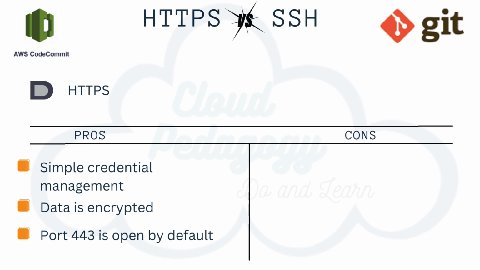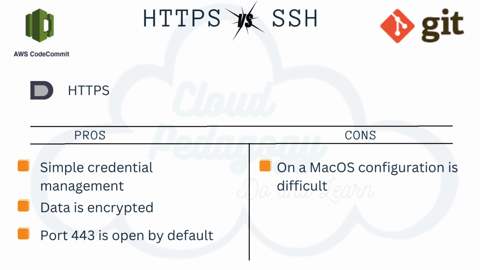Now with HTTPS, another pro is all data transfers are encrypted by default, and port 443 is often open on firewalls in corporate settings. Now a con for HTTPS on macOS is you can run into keychain issues. That makes it a bit difficult. So unless you enjoy working with the Mac keychain, on a Mac SSH might be your better option.